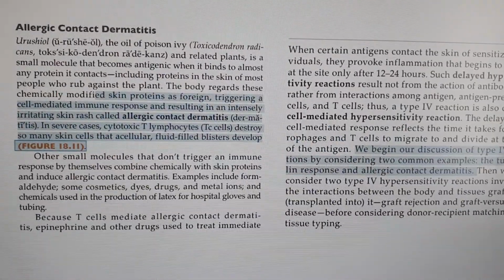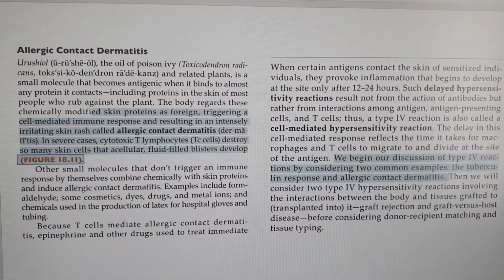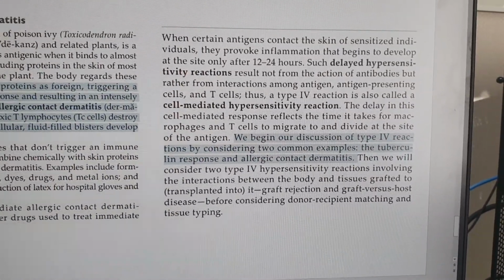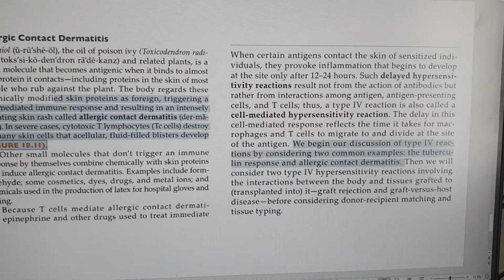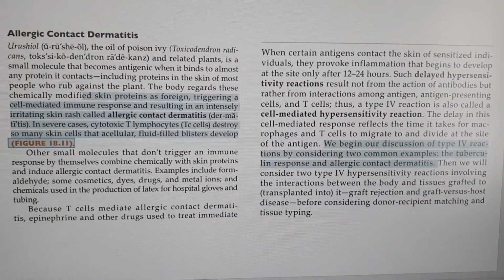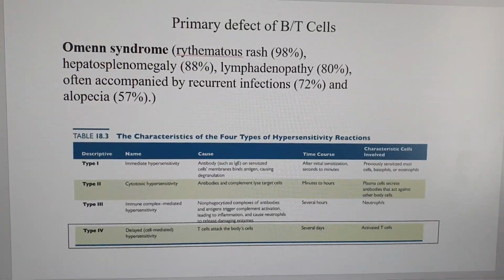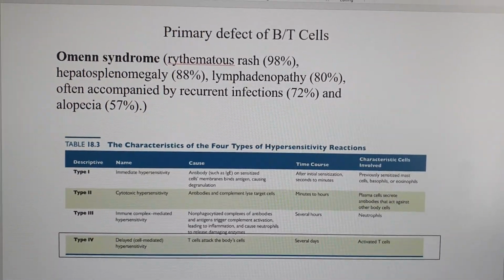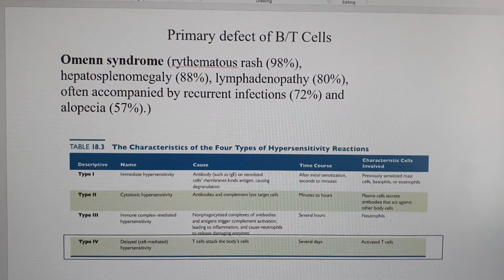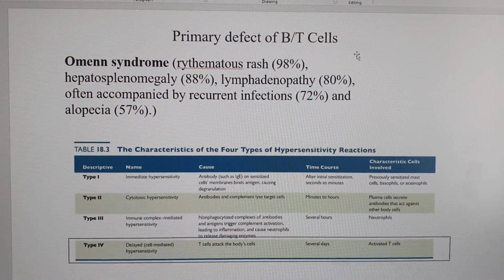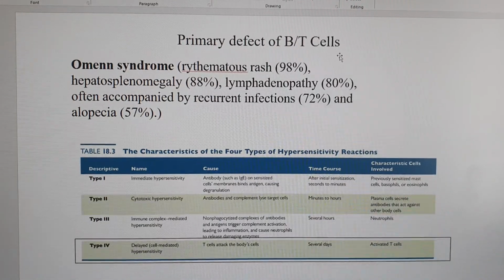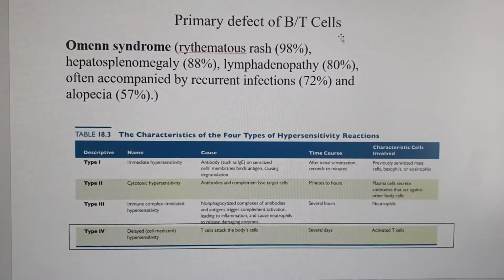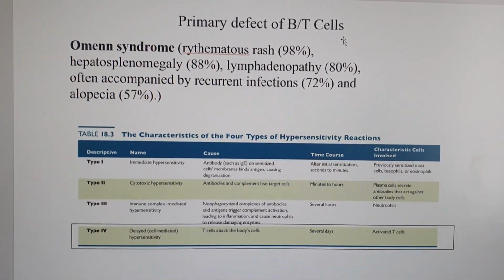And those allergic reactions from defective T cells are going to lead to allergic reactions on our skin. So this is type 4, and as we can see, there can be defects in both B and T cells, which can give us all different kinds of complications.